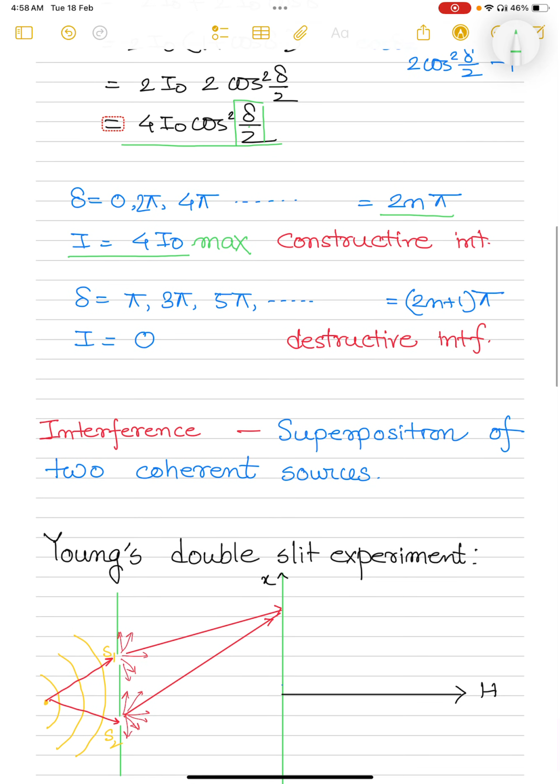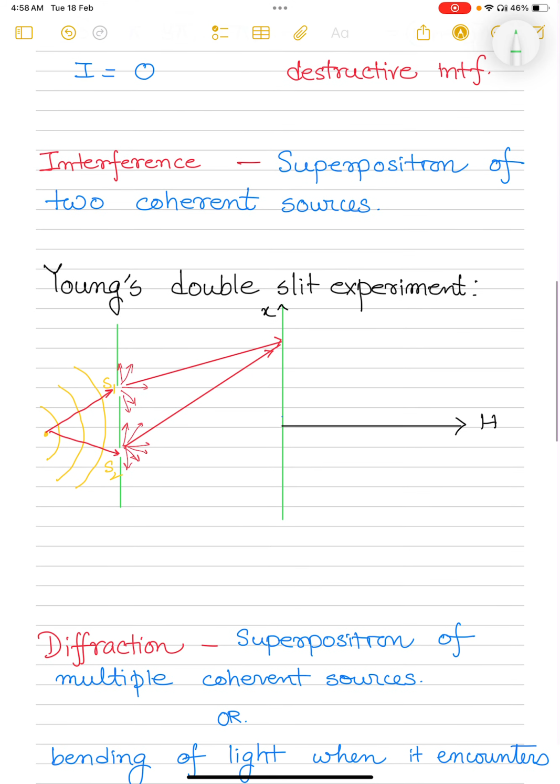Now what is interference? Interference is basically the superposition of light from two coherent sources. Now, the one that is in our syllabus is Young's double slit experiment.